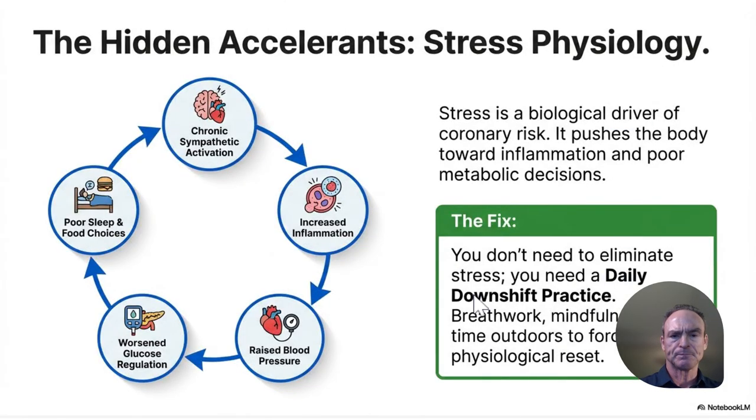So stress. Stress enhances or increases the risk of every chronic disease. Chronic stress leads to a constant acceleration of the fight or flight response, leading to increased heart rate, blood pressure, inflammation, higher blood sugar, poor sleep, and it's a vicious cycle.